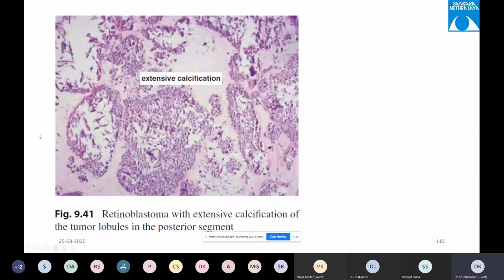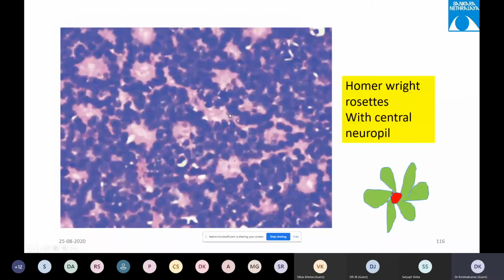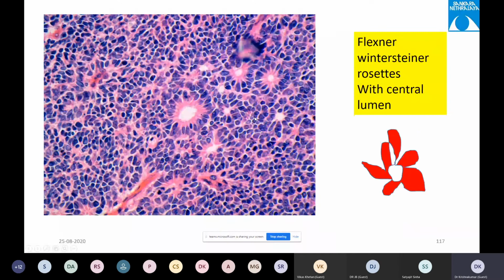Calcification can be seen even before chemotherapy, but you find sometimes the entire tumor regressing, and calcification post-chemotherapy is also seen. These are the rosettes. See, this is central neuropil with rosettes. This is seen in poorly differentiated retinoblastomas. This is Flexner-Wintersteiner rosette. See the central flower-like structure with the central lumen.